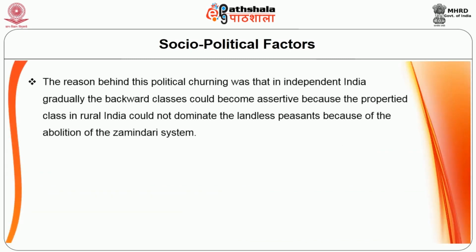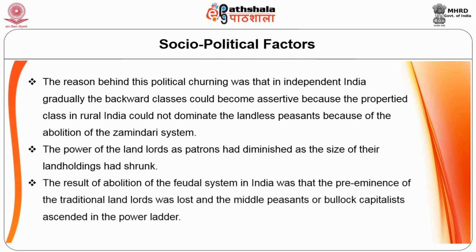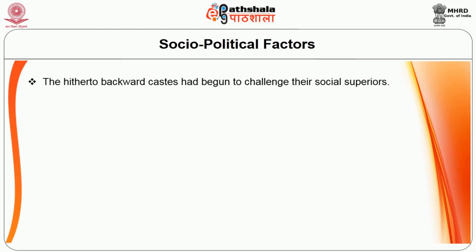The reason behind this political churning was that in independent India, gradually the backward classes could become assertive because the property classes in rural India could not dominate the landless peasants, owing to the abolition of the zamindari system. The power of the landlords as patrons had diminished as the size of the landholdings had shrunk. The result of the abolition of the feudal system in India was that the preeminence of the traditional landlords was lost and the middle peasants, the bullock capitalists, ascended the power ladder. The hitherto backward castes had begun to challenge their social superiors.